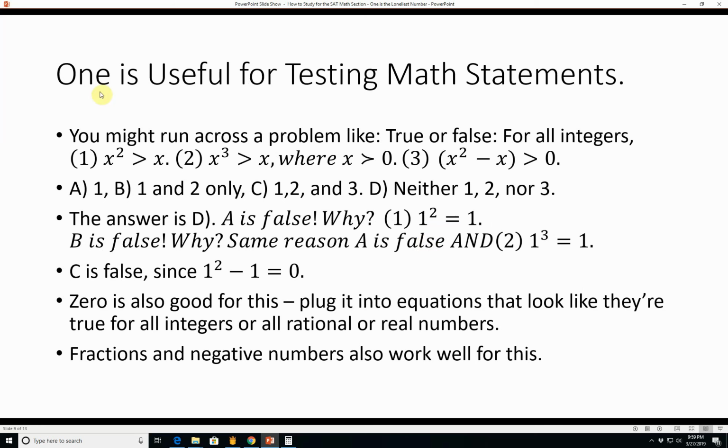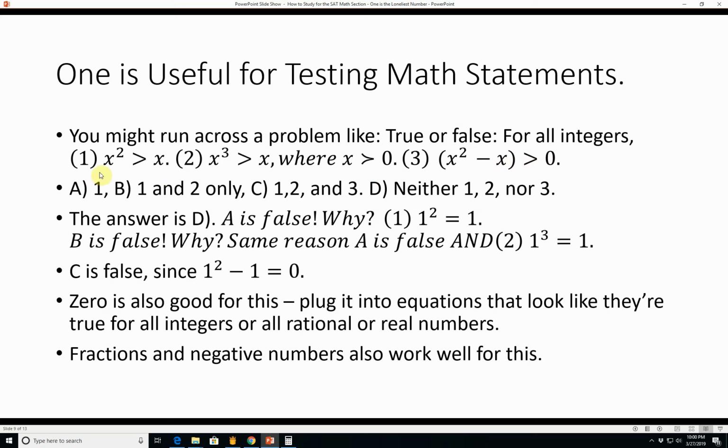1 is also useful for testing math statements, especially on SAT problems where they'll give you something like this, or maybe even on the ACT. You might run across a problem like this. True or false, for all integers: 1, x squared is greater than x; 2, x cubed is greater than x, where x is greater than 0; or 3, 3x squared minus x is greater than 0.